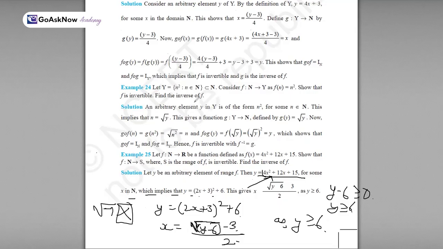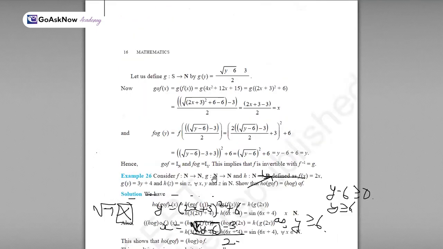Okay, so let's move further and see what is on the next page. Just a second. I have to remove this thing.